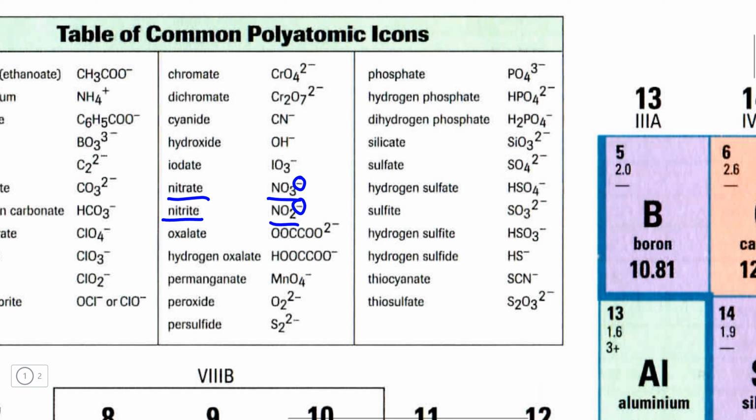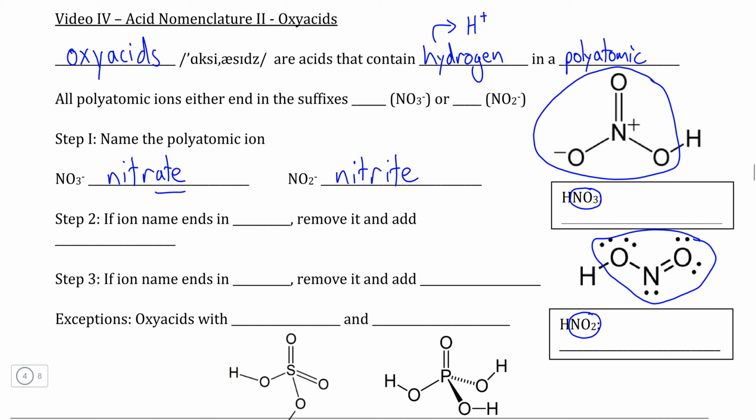Now, the next thing that we need to do is identify what type of suffix our polyatomic ion ends in. For example, NO3 ends in the suffix ate, whereas NO2 ends in the suffix ite. Now, when we convert the name of the polyatomic ion into the name of the acid, all that we need to do is remove the suffix.